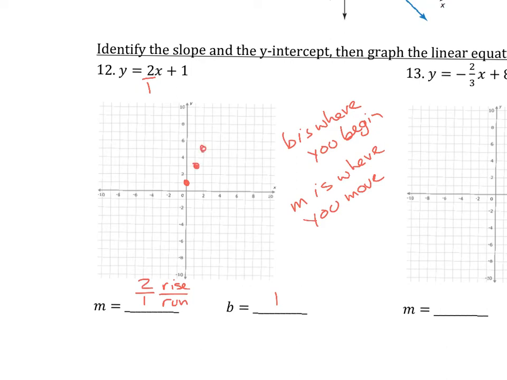Rise 2, run 1. You can also go the opposite direction and go down 2 and left 1. Right? Down 2 and left 1. That would be my opposite direction. Okay, so there's my number 12 line.